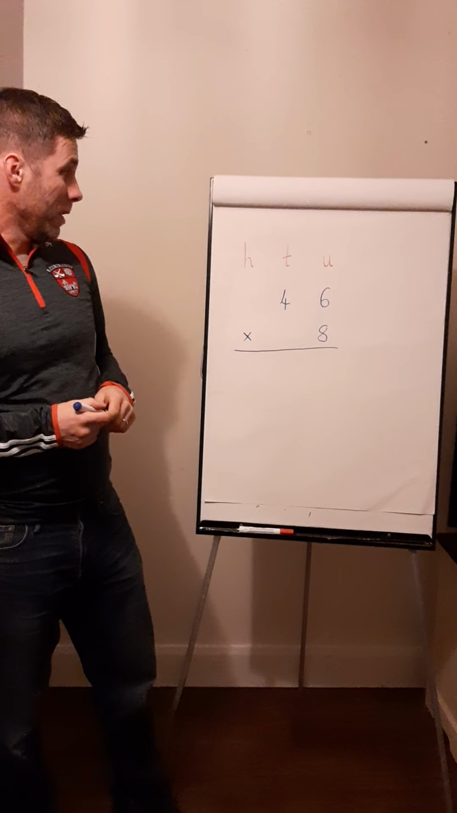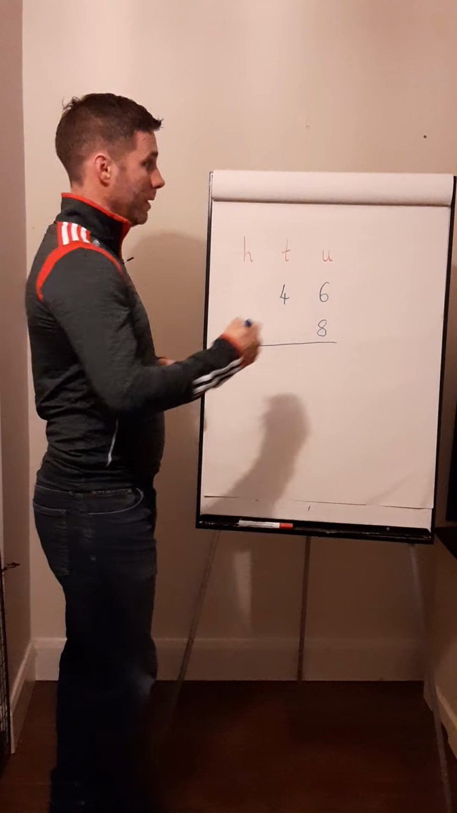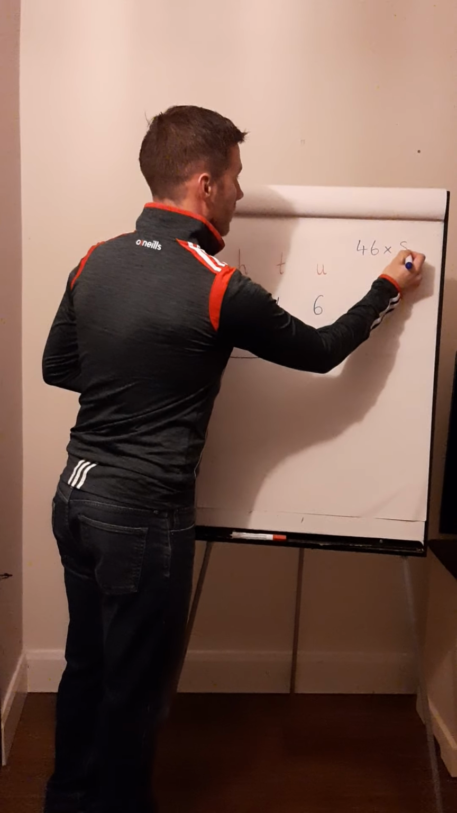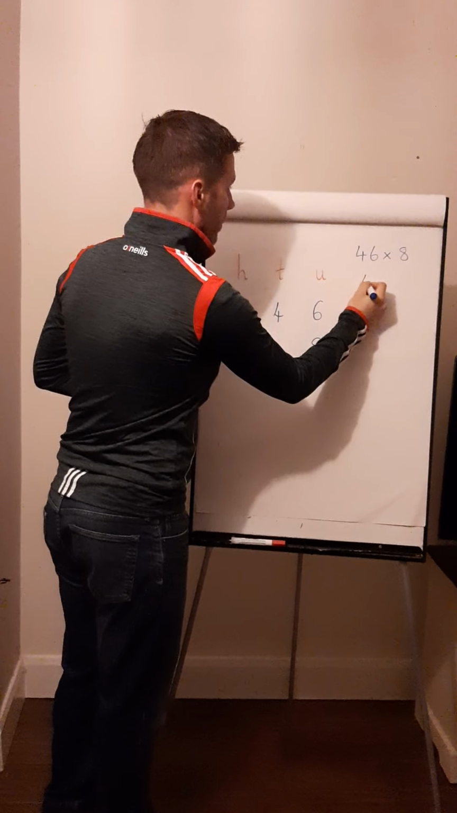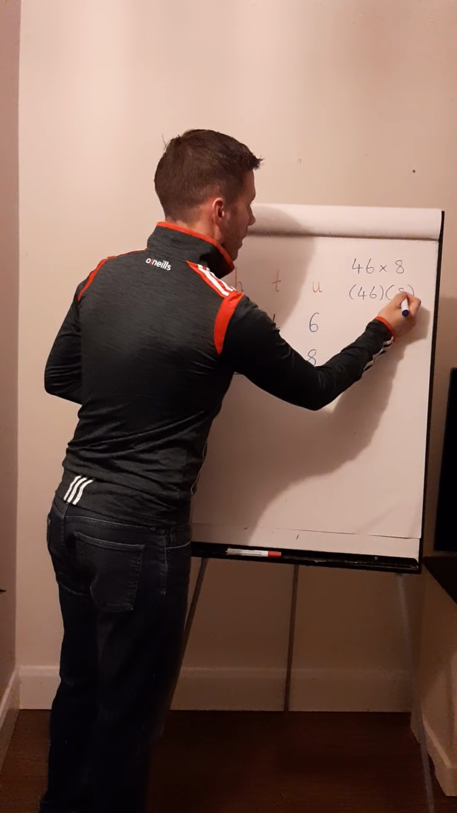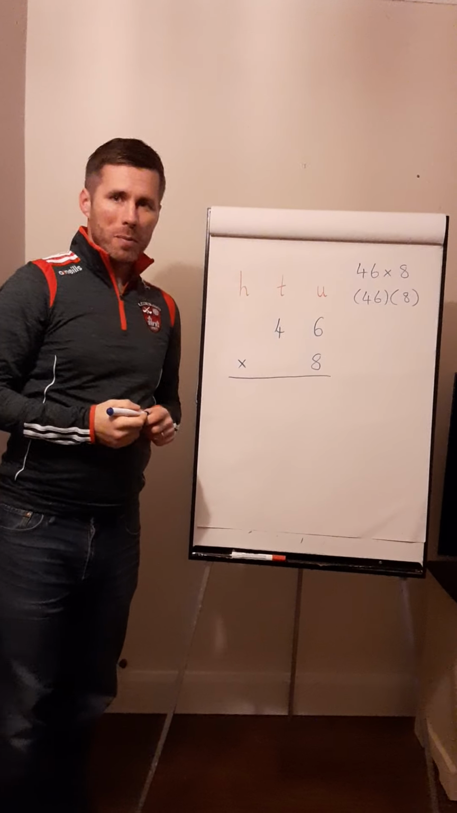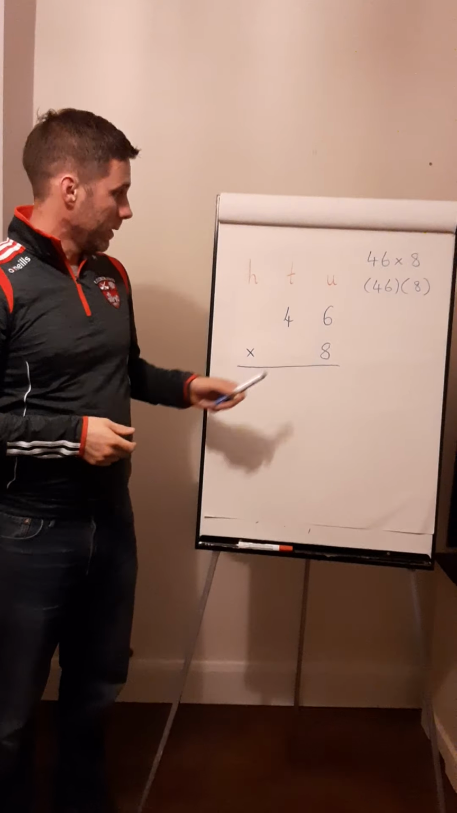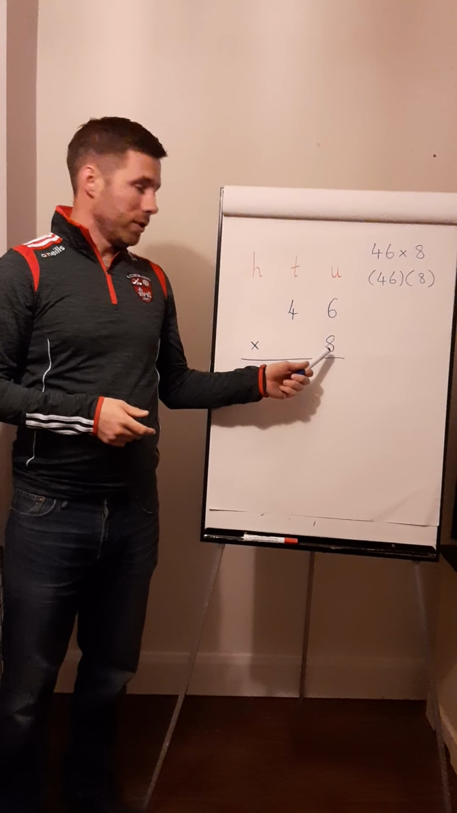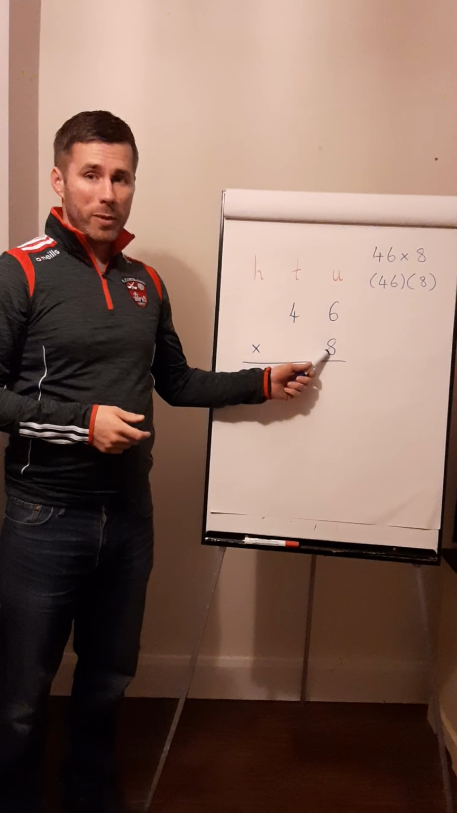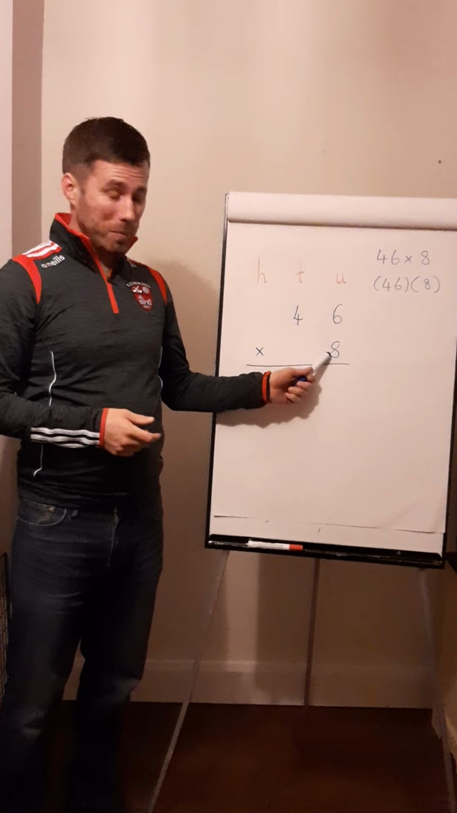Now, it mightn't necessarily be written out in this format. It might be written something like 46 multiplied by 8 horizontally, or in brackets, 46 by 8, or by a variety of different means. But when you want to solve the problem and work it out, we always write it down vertically like this, with the single-digit number on the bottom. So the single-digit number is our multiplier. So here, 8 is our multiplier.